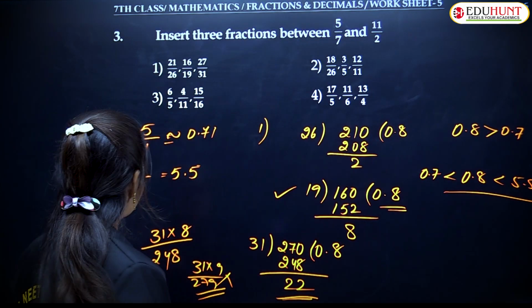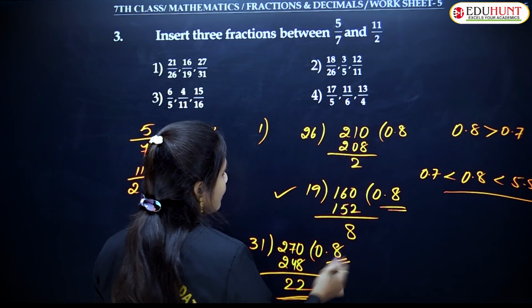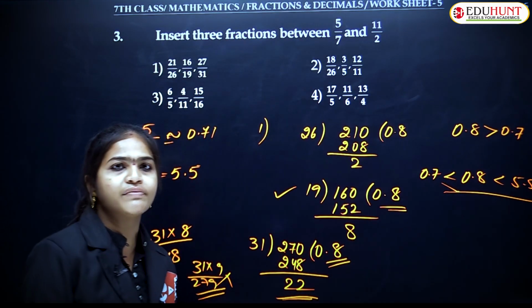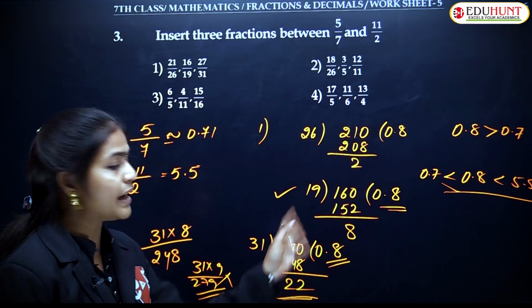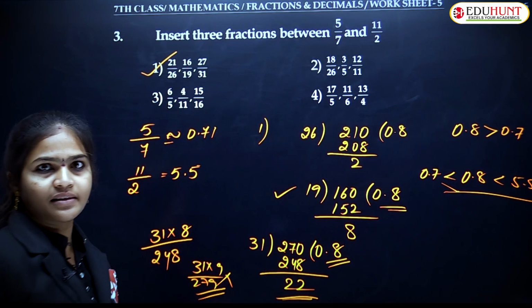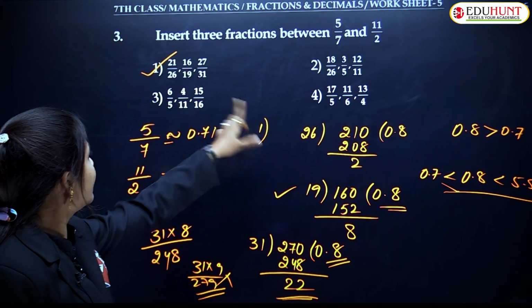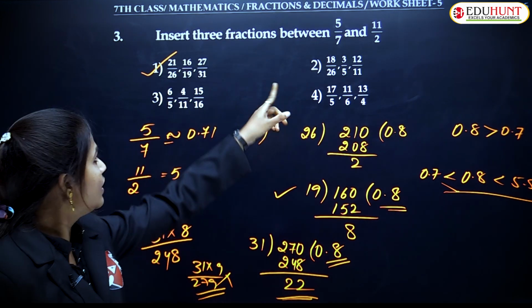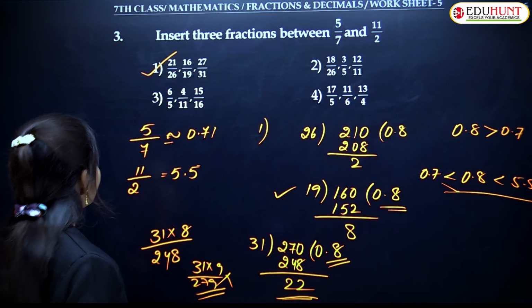Understood? Here this is also 0.8. 0.8 lies in between 0.7 and 5.5. Understood? So as per that, the first option is correct. But we still need to check the leftover options also.